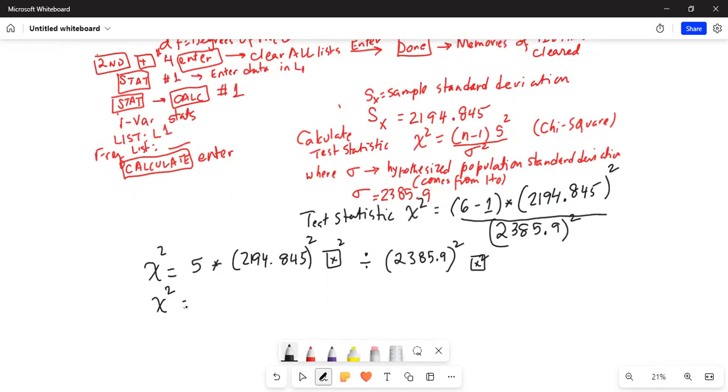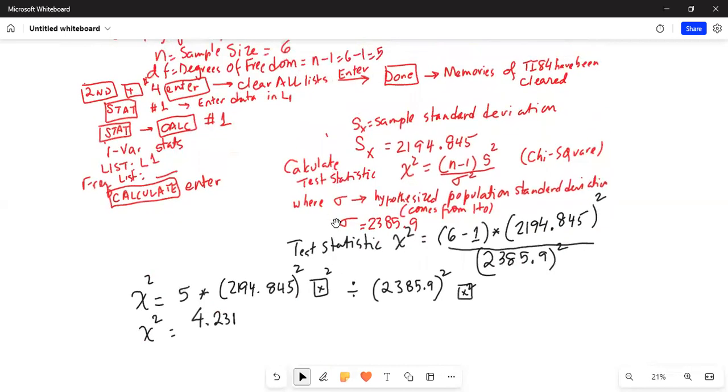So chi-square is equal to 5 multiplied by, in parenthesis, 2194.845, close the parenthesis, then press the x square button, divided by left parenthesis 2385.9, close the right parenthesis, then do not forget to press the x square button, because the hypothesized standard deviation in the denominator is also squared. That's why we need to press the x square button and then hit enter. So this is your test statistic, 4.231. Okay. Now let's take a look at the null and the alternate.